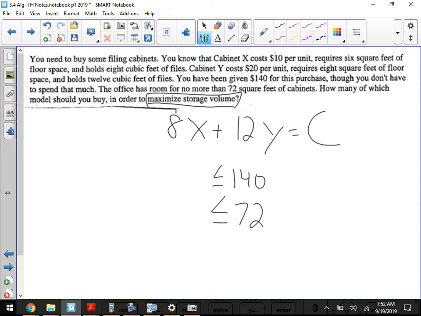Let me go back in and fill in the blanks. Well, cabinet X cost $10, cabinet Y was $20. Cabinet X had 6 feet of floor space, and cabinet Y had 8, I think. Is that right? Yeah, 8. And now we have to plot.